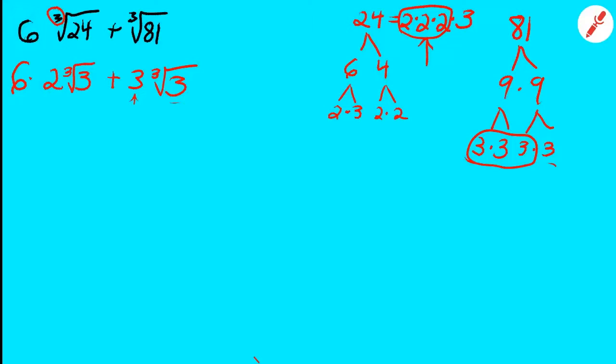Okay, now let's go back to the left here. This 2 is on the outside of the radical, so it can multiply the 6. So we'll have 12 times the cube root of 3 plus 3 times the cube root of 3. How many cube roots of 3 are there? We have 12 cube roots of 3, and we add another 3 cube roots of 3. So there are going to be 15 cube roots of 3. How about that?